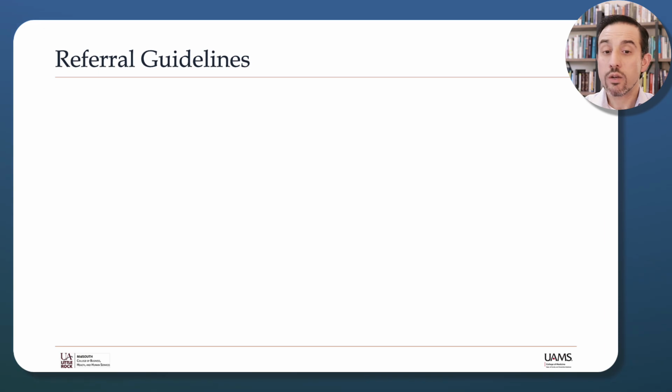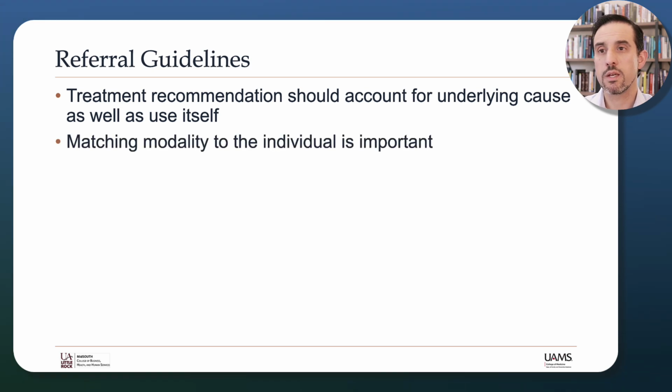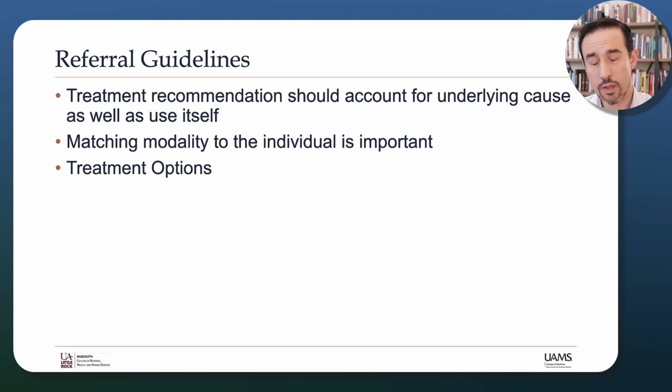So, some general referral guidelines for you. Make sure that the treatment you're suggesting will account not just for the opioid use, but also whatever is driving it. Because a lot of times, folks who have an opioid use disorder are also struggling with, say, something psychiatric, and making sure that we account for everything is very important. Matching the modality to the individual is important. It's not one-size-fits-all, as well as payers. So make sure that you know where you'd like someone to go, if they're on public aid of some sort or Medicaid, if they have commercial insurance.